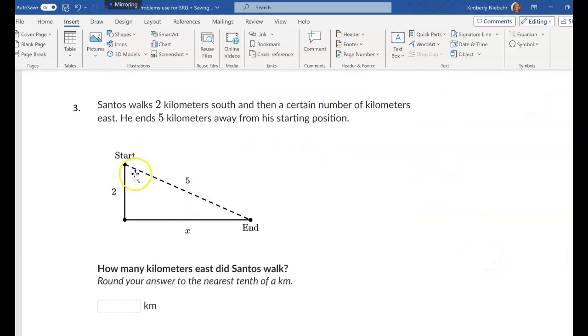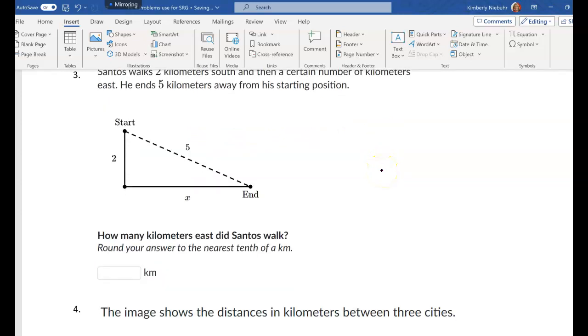All right, number 3. Santos walks 2 kilometers south and then a certain number of kilometers east. He ends 5 kilometers away from his starting point. How many kilometers did Santos walk? They're saying round your answer to the nearest tenth of a kilometer. So this is the ones place, and this is going to be the tenths place.